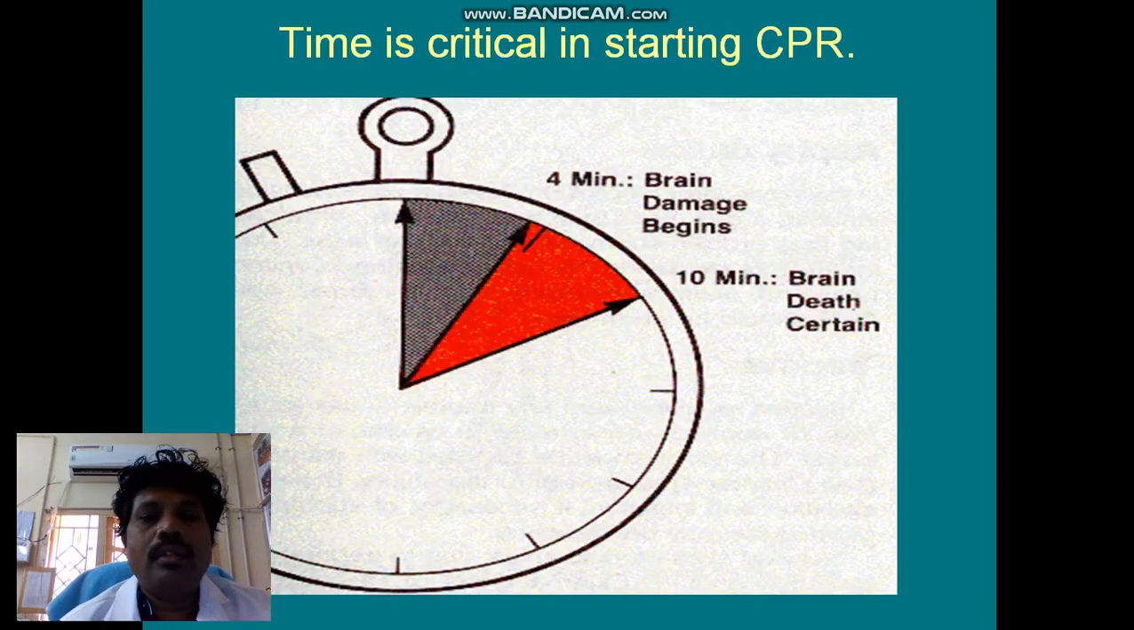This is basic life support. You can see this is the time for the emergency and it's critical in starting CPR. You can understand by seeing this, within 4 minutes the brain damage begins. Within 10 minutes the brain death is unavoidable. So the first 1 hour is most important for the victim and to avoid further damage. So you should revive and give the CPR before 5 minutes.